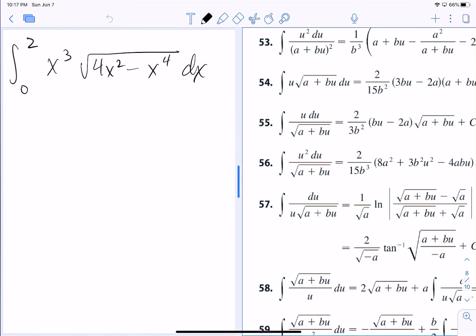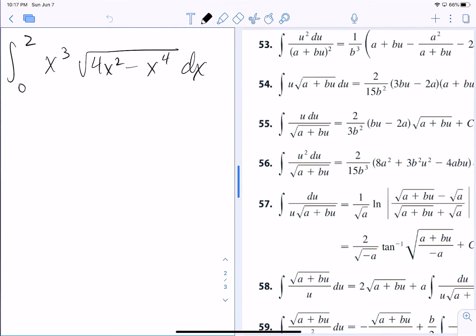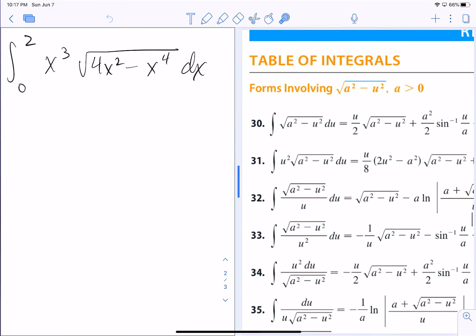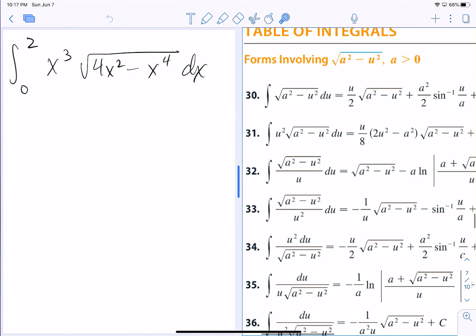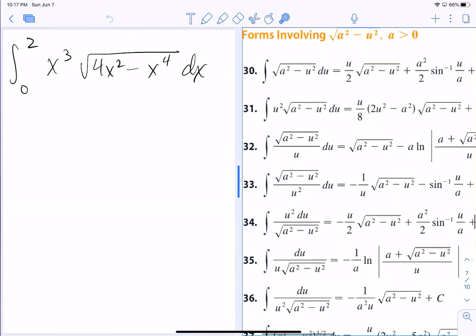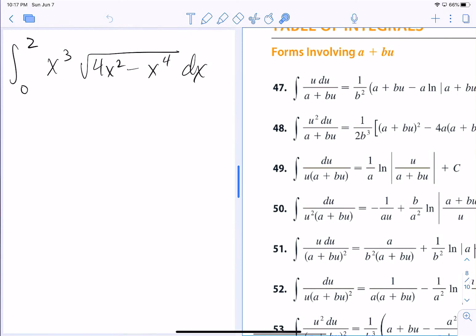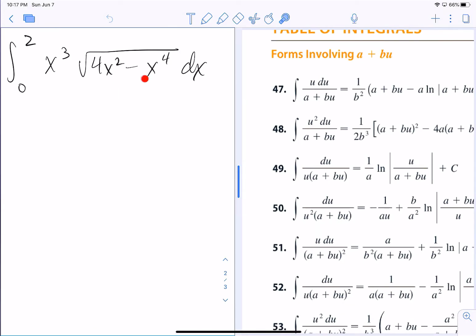We have a definite integral from 0 to 2 of x cubed times the square root of 4x squared minus x to the fourth dx. This is different than the other ones that we've looked at, because the ones we've looked at involve something like a squared minus u squared in a square root, or the square root of a squared plus u squared, or a plus bu.